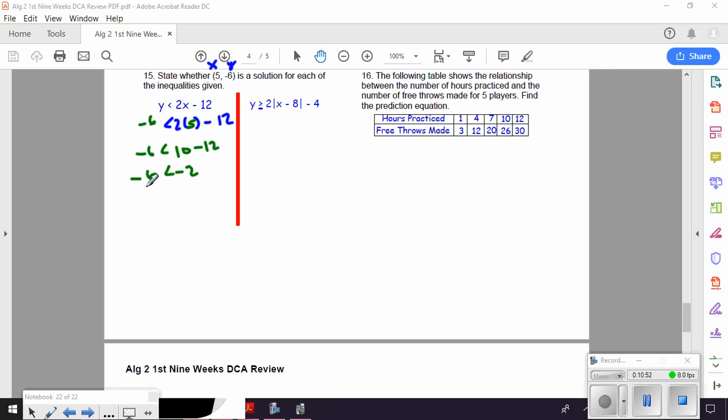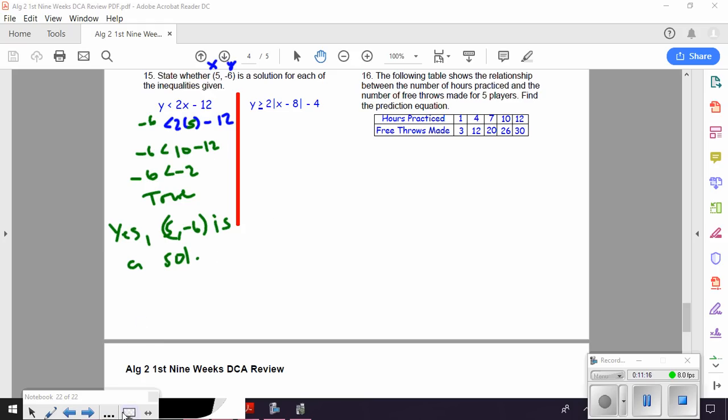This statement says negative 6 is less than negative 2. That is true. So yes, 5, negative 6 is a solution to the one on the left.